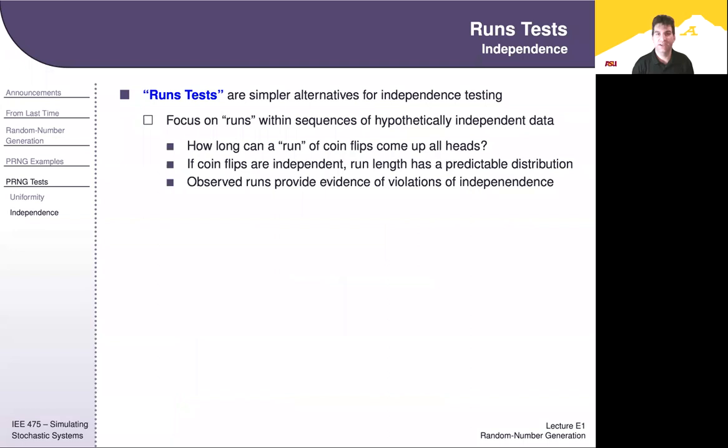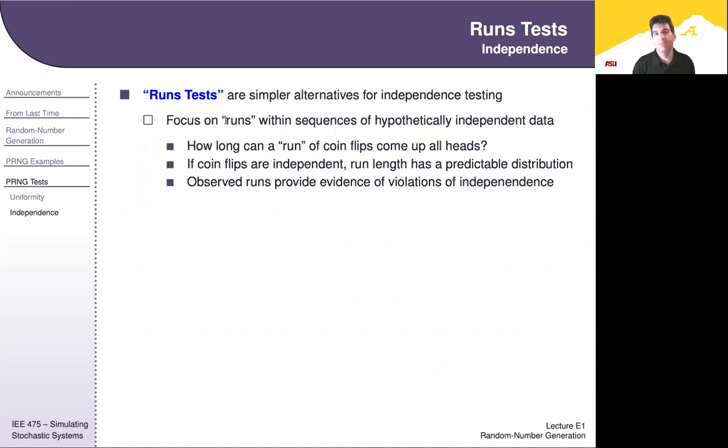The test that we will use is something called a runs test, which is much simpler than this. It focuses on runs that have a similar feature. If you are flipping coins, you would ask, how often do I get heads in a row? If I get heads, that could happen if I flipped a coin.